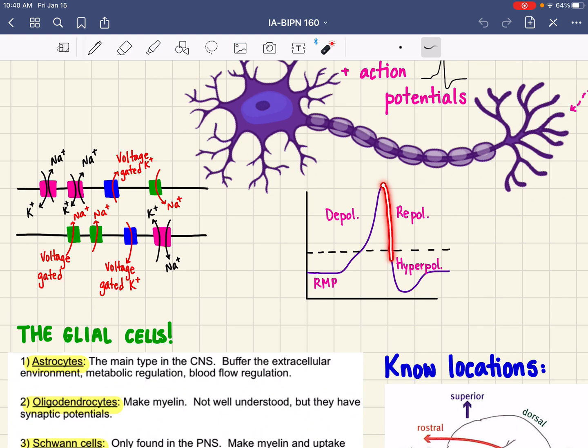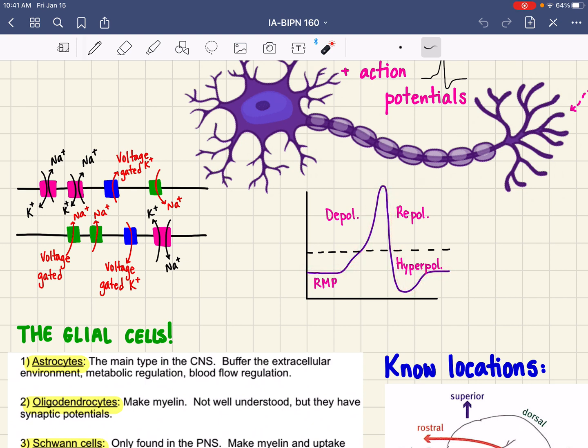The repolarization lasts a little longer because the voltage-gated potassium channels don't close until a little time has passed. So this big dip below the resting membrane potential is called the hyperpolarization. Okay? As soon as the hyperpolarization ends, the membrane comes back to its resting membrane potential, and now the cell has completed 1 round of an action potential.